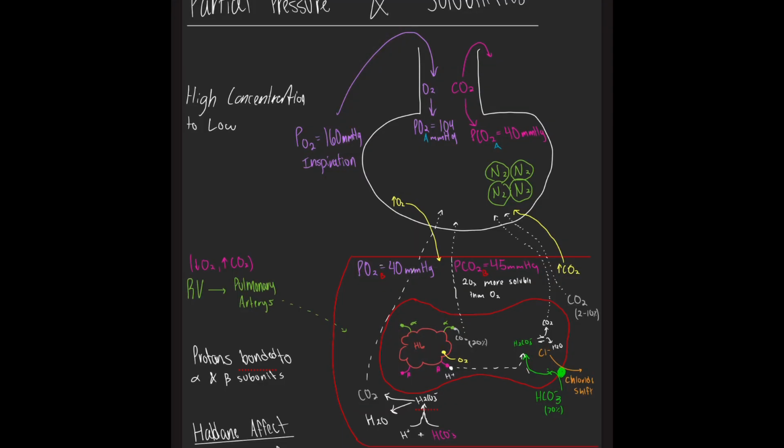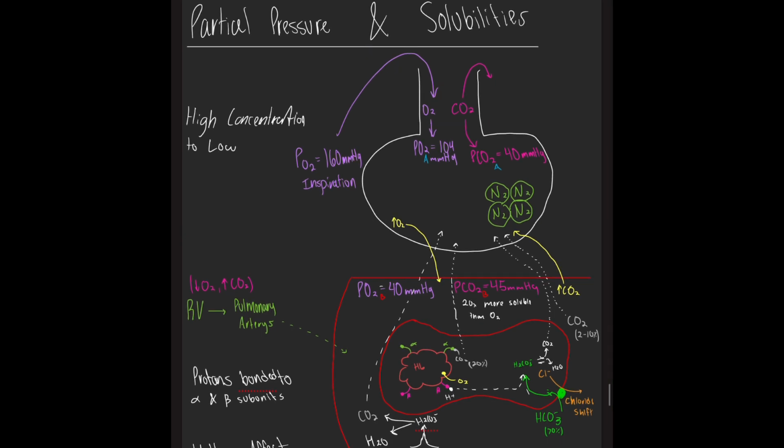All right, let's knock this out in about 5 minutes so I can upload this video. Partial pressure and solubilities. Okay, remember high concentration and low. All right, just remember that. So our partial pressure of oxygen in inspiration is 160. Once it gets into the alveoli, it's 104. CO2 in the alveoli is 40 millimeters of mercury.